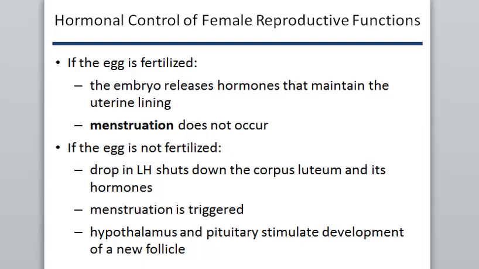But for most eggs, they don't get fertilized. And so here's what happens to them. There's a drop in the luteinizing hormone, which is going to shut down the corpus luteum. It's going to trigger menstruation to pick back up again after one cycle completes, and the hypothalamus and pituitary will start the creation of the new follicle through the gonadotropins and gonadotropin releasing hormone.